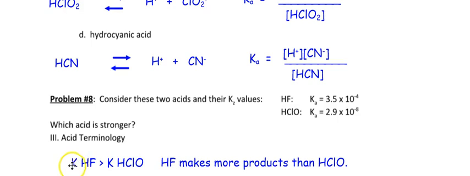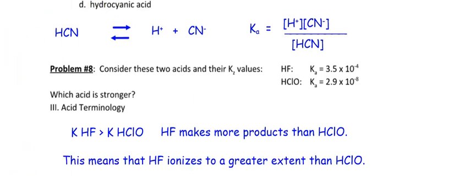So the constant for HF is greater than the constant for hypochlorous acid. Therefore, HF makes more product than HClO. And again, this is going to mean, scroll up, what's going on here? Well, hang on. Sorry about that. This means that the HF will ionize to a greater extent than the hypochlorous acid, and it's going to make more products. So you have a greater K value. It's going to be stronger. So the one that makes more H plus is going to be the stronger acid. Hopefully that makes sense to you.